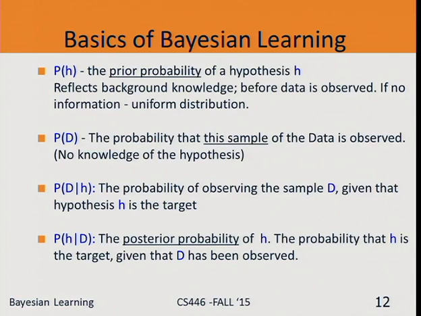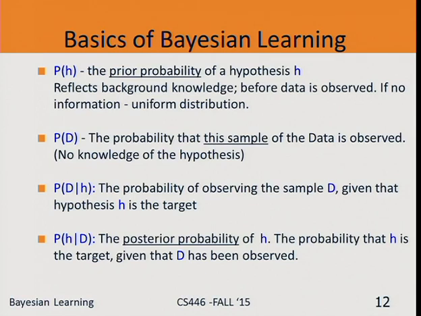Again, no knowledge of the hypothesis in this case, just the probability of observing this sample. P of D given H is the likelihood, the probability of observing the sample given that this is the hypothesis. This is the relation that I alluded to between the hypothesis and the data. Given this hypothesis, what's the probability of observing this data? Given another hypothesis, the probability is different to observe the data.